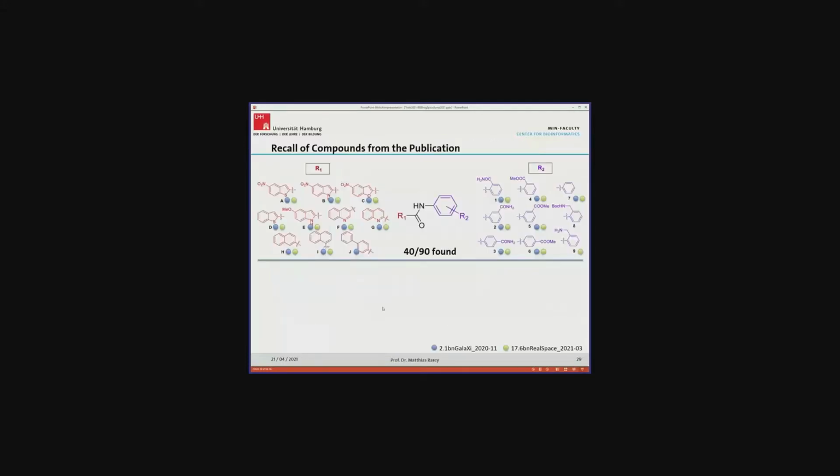Yeah, so we found also most of the... Matthias, you have 10 minutes left. Okay, most of the molecules we have seen here in the study. So we found more or less all of the R groups, and 40 of the 90 compounds were actually available in one of these spaces. And we also found a lot of new molecules here.